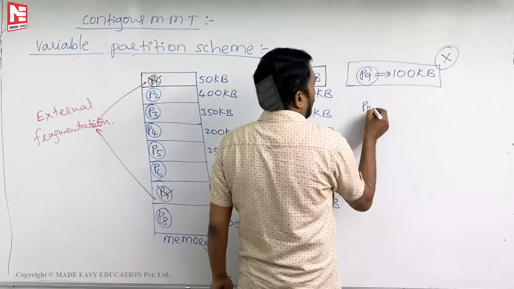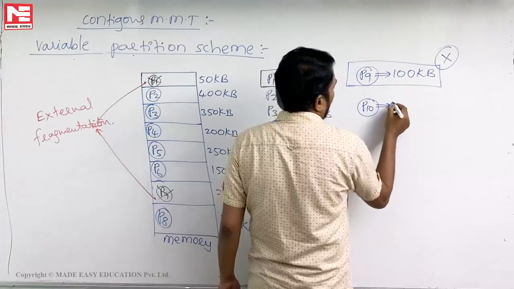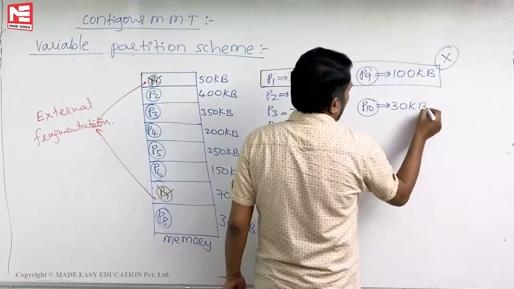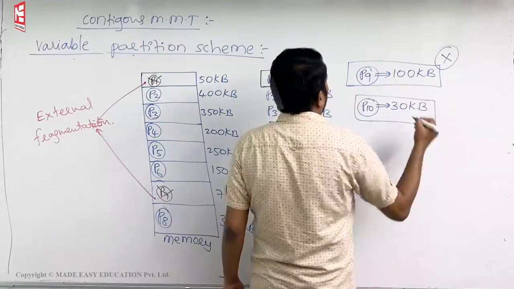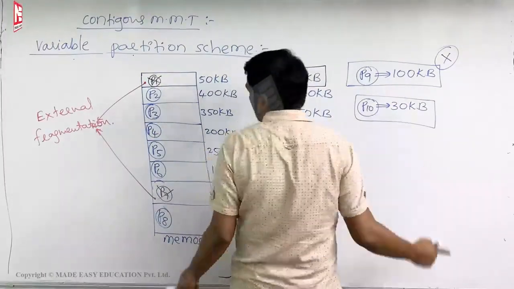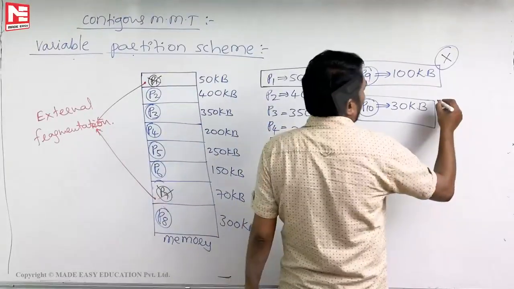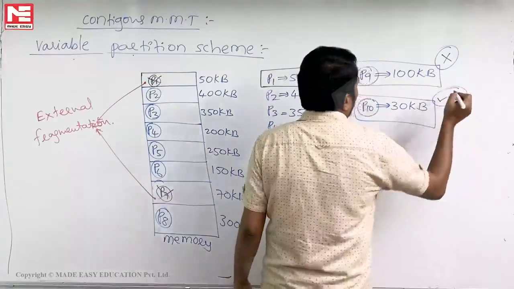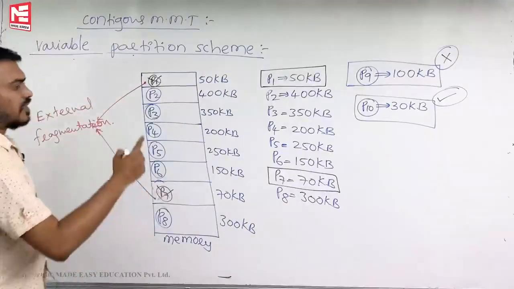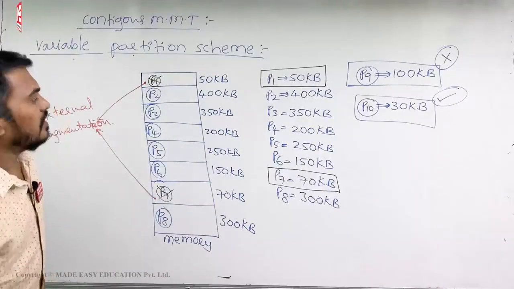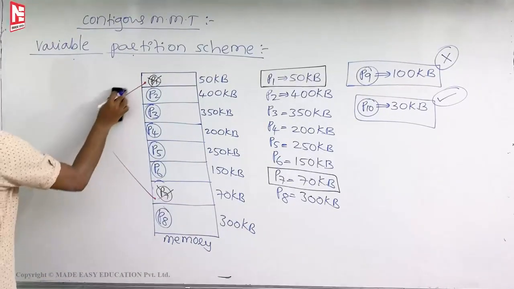So next, now let us say the next point. Listen here. Now process P10 is coming with the request of 30 KB. Think and tell me. Is it possible to accommodate? Yes, no problem, you can comfortably accommodate. Don't change the diagram.